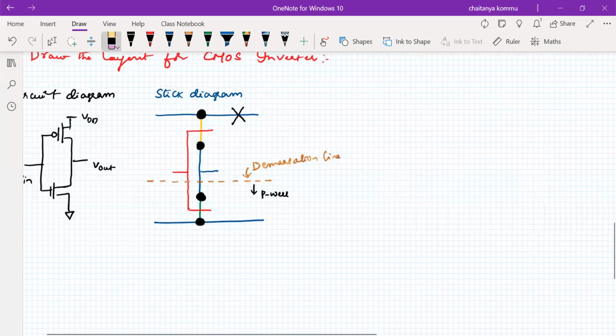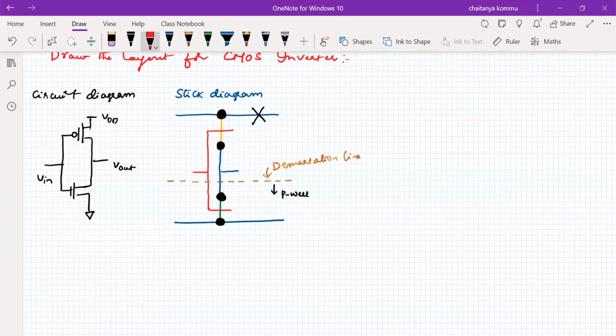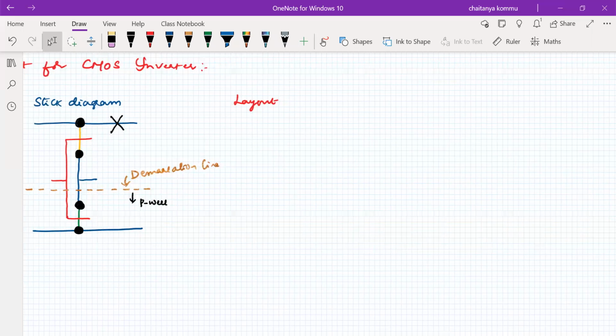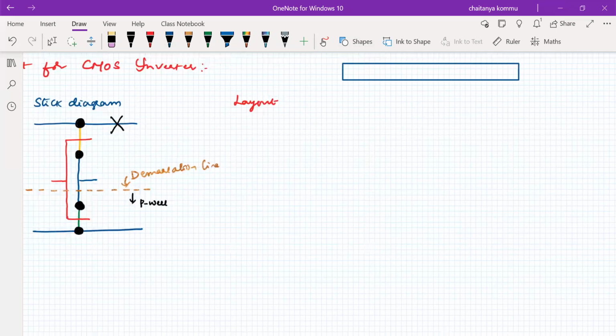Now let us draw the layout diagram. Let us draw the layout. Yeah, carefully understand these points. Okay, first I have to draw the metal lines, as we know that. Okay, so draw the metal line here. So draw the metal line here also.